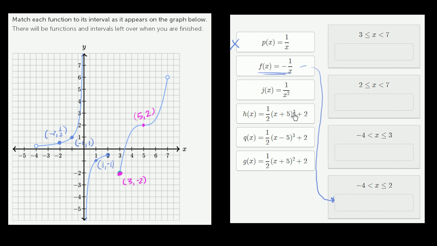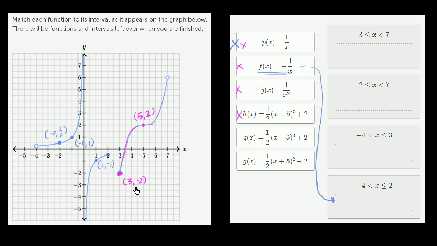1/2 times 5 plus 5 to the third power. That's 10 to the third power. That's 1,000 times 1/2. That's 500. This goes to 502, not 2. So we're going to rule this one out too. So let me rule it out for the interval that we now care about. We now care about this interval, or this part of the function. So let's see. If we have 5 here, 5 minus 5 is 0. To the third power is still 0. Times 1/2 is still 0. Plus 2 is 2. So this point is consistent with this function for right over here.